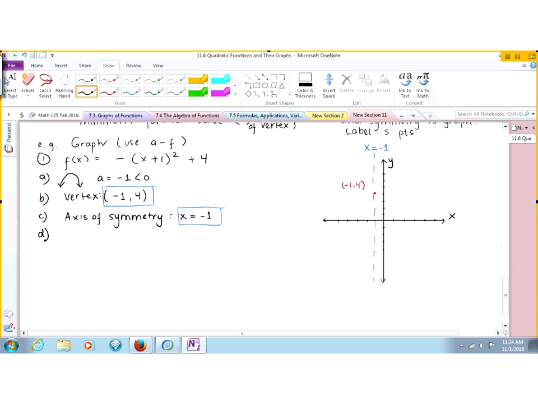Good. Now, what about the y-intercept? How do I find the y-intercept? Set x equal to 0. That's right. So f of 0 is negative of 0 plus 1 squared plus 4. So what is f of 0?